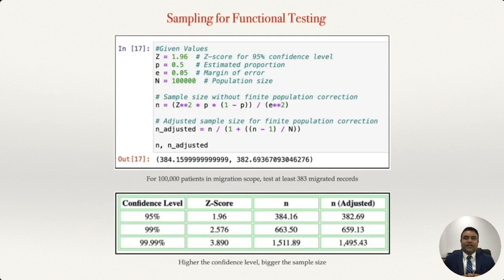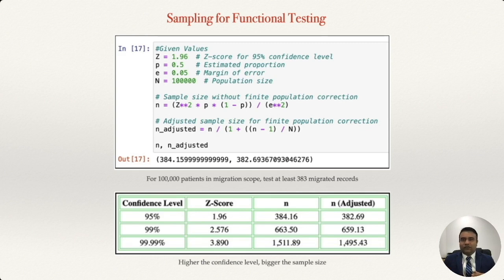So let's look at a quick example. If you are migrating 100,000 patient medical records with confidence of 95% and 5% margin of error, you need to test at least 383 patient records.